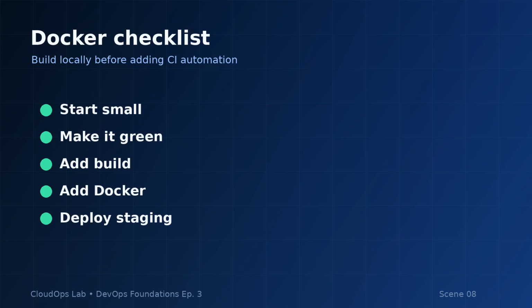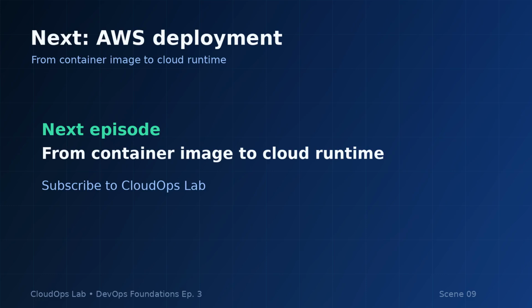This is the point where DevOps starts to feel connected. Git stores the code. GitHub Actions checks the code. Docker packages the code. A registry stores the image. A deployment platform runs the image. That is the chain you are building. In the next episode, we will take this container mindset into the cloud and look at how deployment works on AWS.